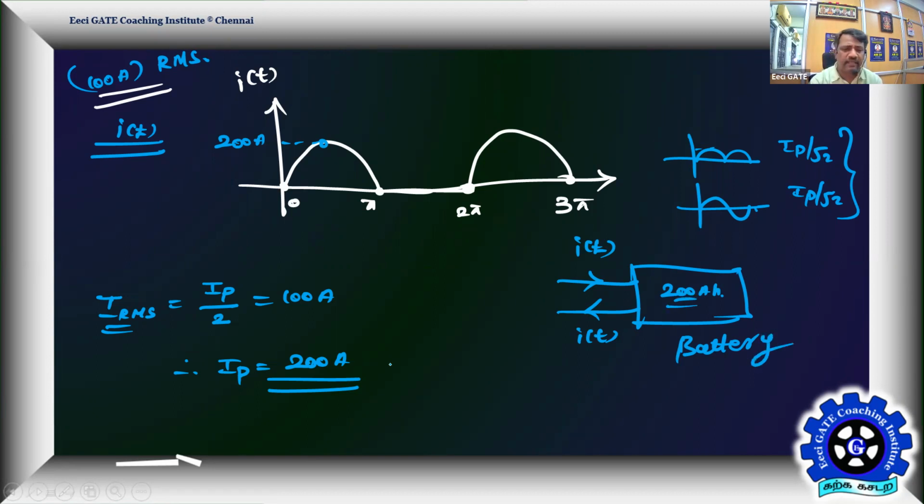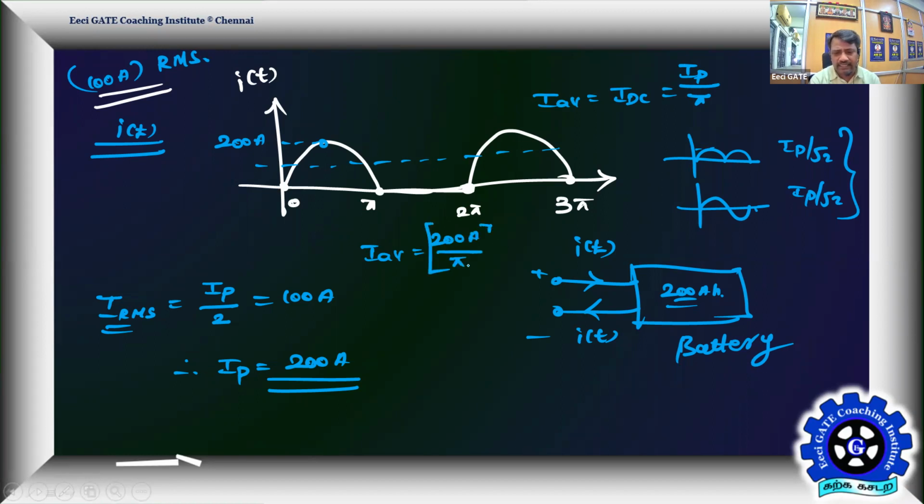Yes, it's very easy. Then feel like it's a DC current. So go for the average of this half-wave rectified signal. What will be the average? You can call it IDC. So what is that? IDC will be equal to the average of a half-wave rectified signal, which is IP by pi. So the average current will be equal to 200 ampere divided by pi. Okay, so that's the current it is delivering.